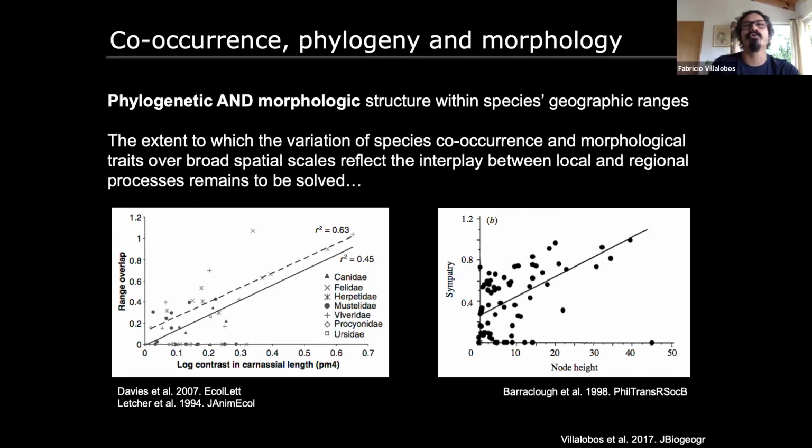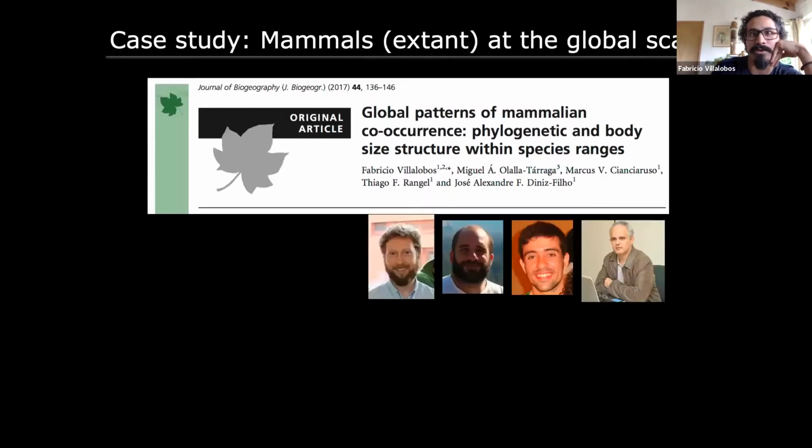We can use those two and put it in the context of the focal species approach, or a species field approach, which I'm calling it here. And that's what we did a few years ago with my friends and colleagues. We looked at the global patterns of mammalian co-occurrence, considering phylogenetic structure and morphological structure.